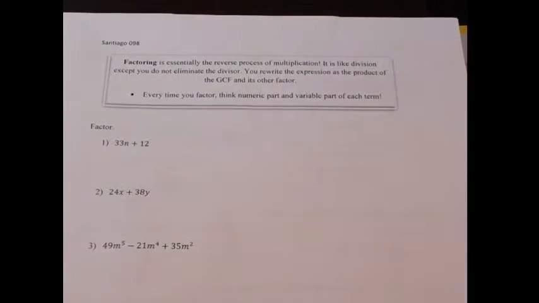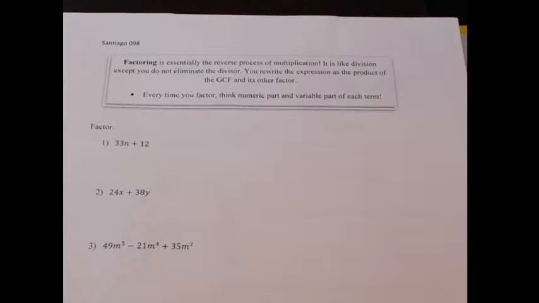Factoring is essentially the reverse process of multiplication. It is like division, except you do not eliminate the divisor. You rewrite the expression as the product of the GCF and its other factor. So every time you factor, think numeric part and variable part of each term. So let me show you what I mean by this.